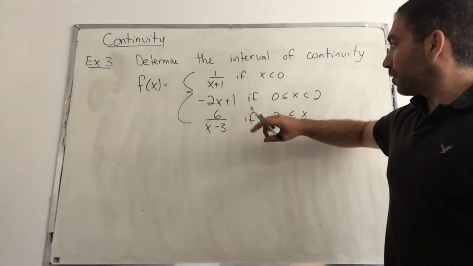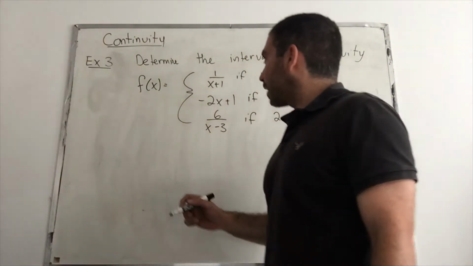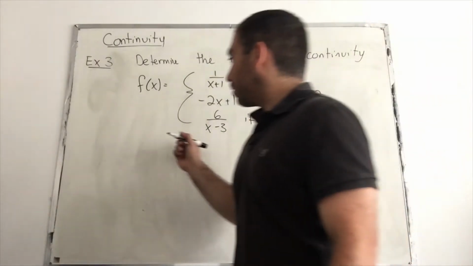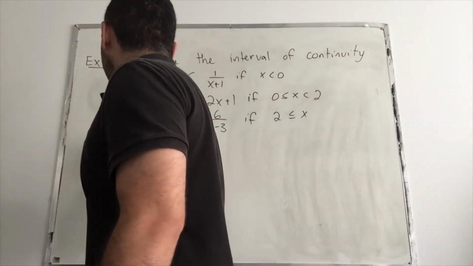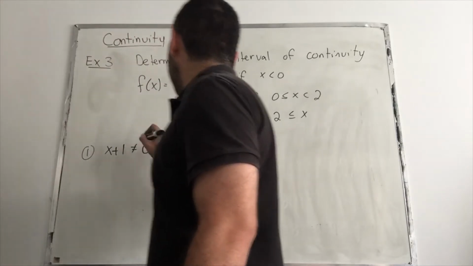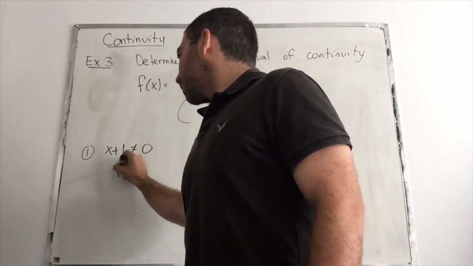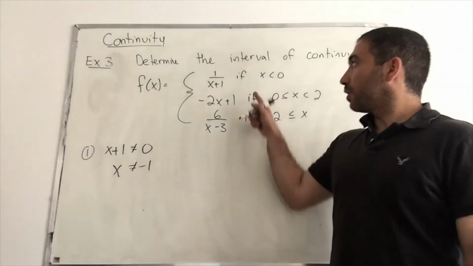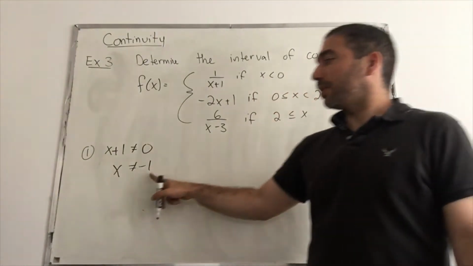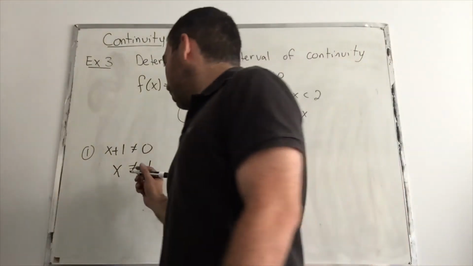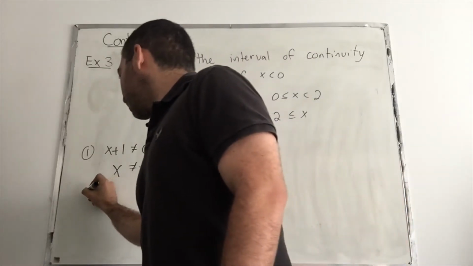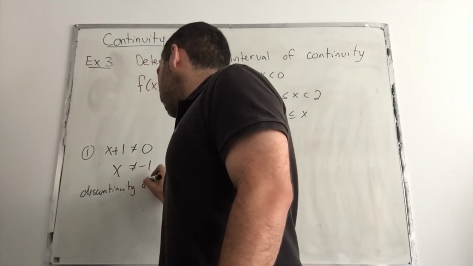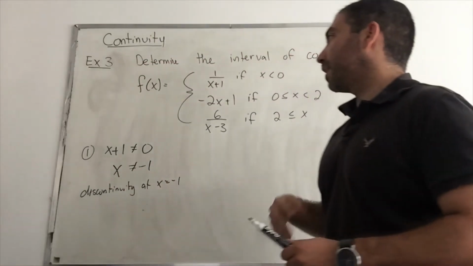So my first concern is the x plus 1 over here. We have a fraction, so we know that in a fraction we can't divide by 0. So in the first case, we know that x plus 1 cannot be equal to 0. Bring the 1 over, x cannot be equal to negative 1. Is negative 1 in our domain? Yes, because we're using this function for all values of x that are smaller than 0. Negative 1 is smaller than 0, so this is an issue. So we have a discontinuity at x equals negative 1.